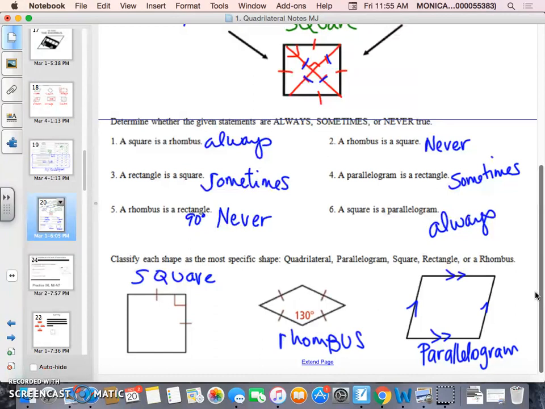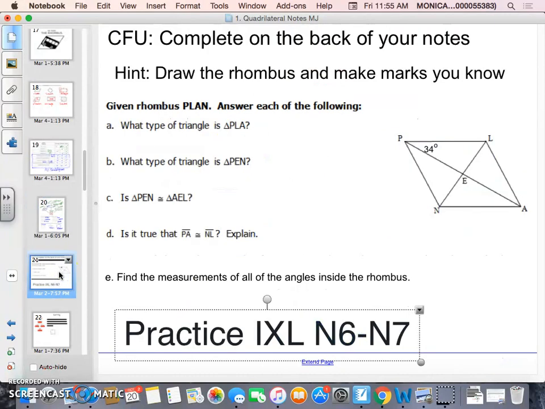All right, go ahead and start. You can complete this on the back of your note sheet, and you can start practicing IXL, N6 and N7. Go ahead and draw this and answer all the questions on the back of your note sheet.